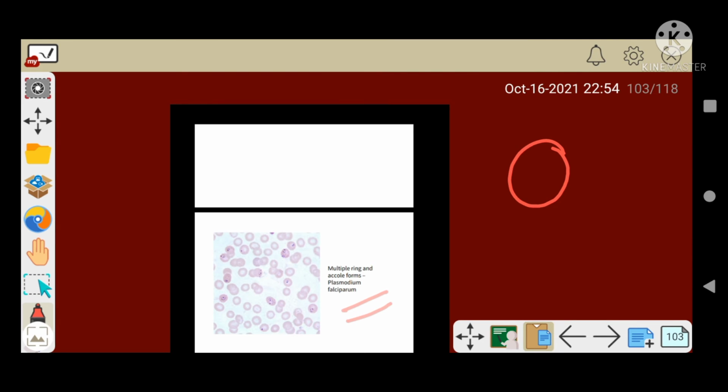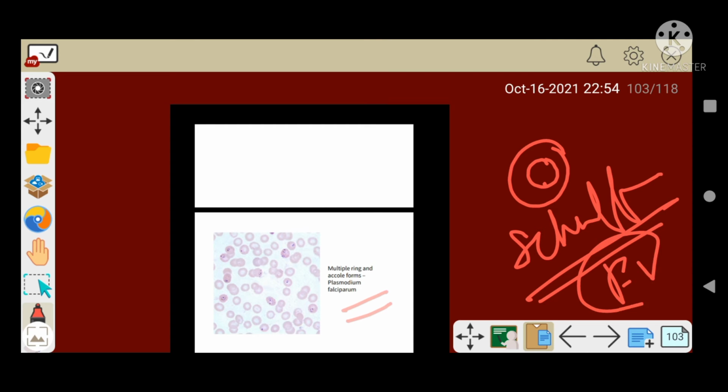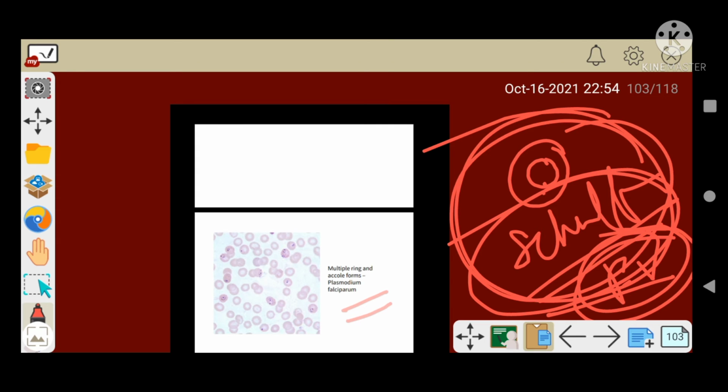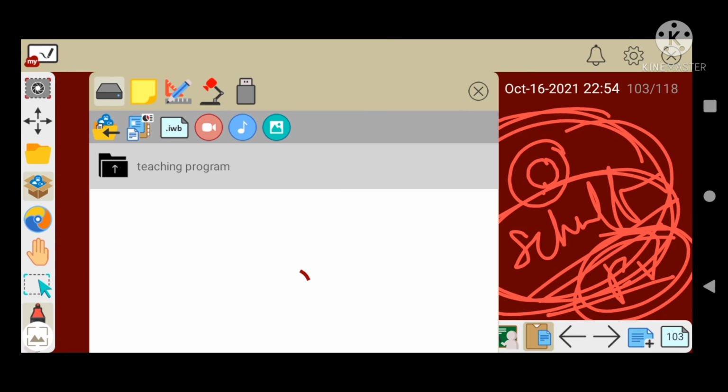If a cell has 1 dot, this is Schuffner's dot. Schuffner's dot is Plasmodium vivax. Just remember this: 2 dots or more, or a banana shaped gametocyte, Plasmodium falciparum. 1 dot, Schuffner's dot, Plasmodium vivax. Remember it, very important.